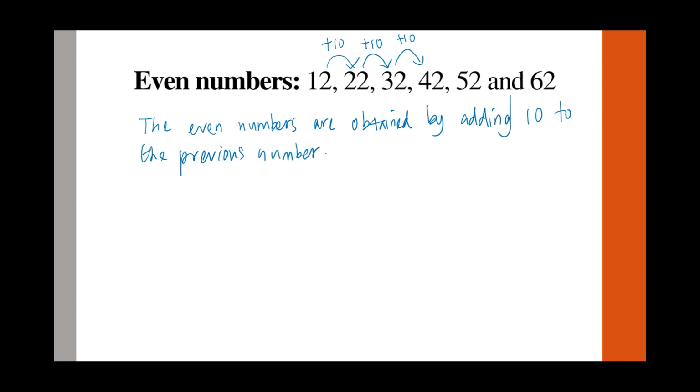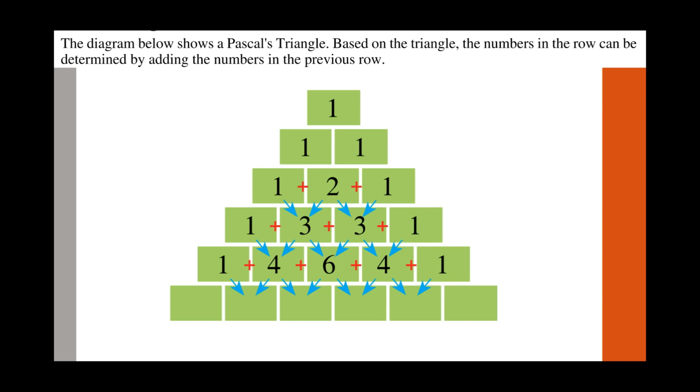Okay, so that's all for this even and odd number here. Okay, we look at the next one now. Today you are going to learn another two things, that is the Pascal triangle and also the Fibonacci number. Let's look at the Pascal's triangle. Okay, remember the word Pascal. Okay, this is how it looks like.